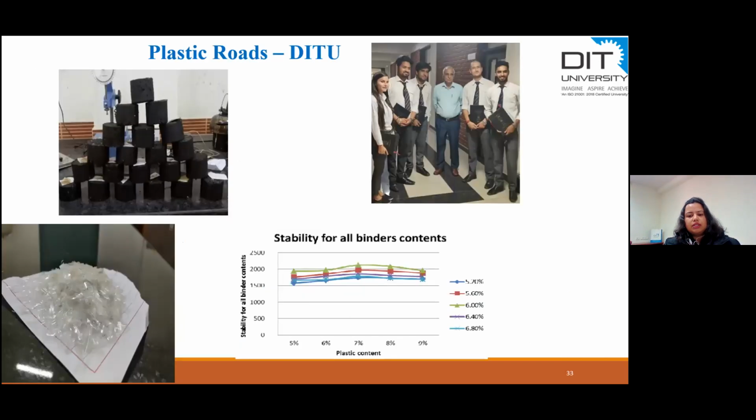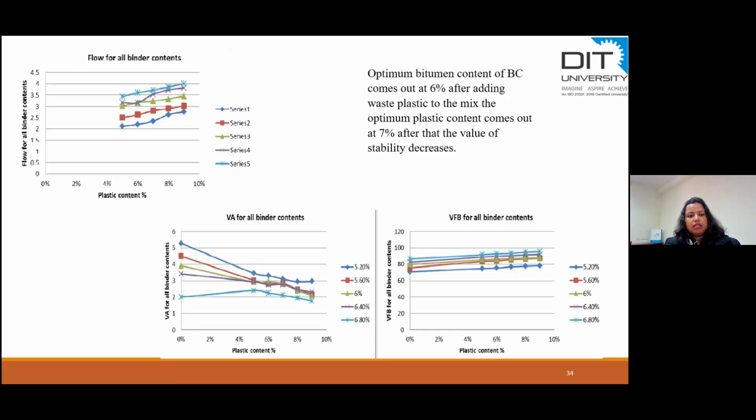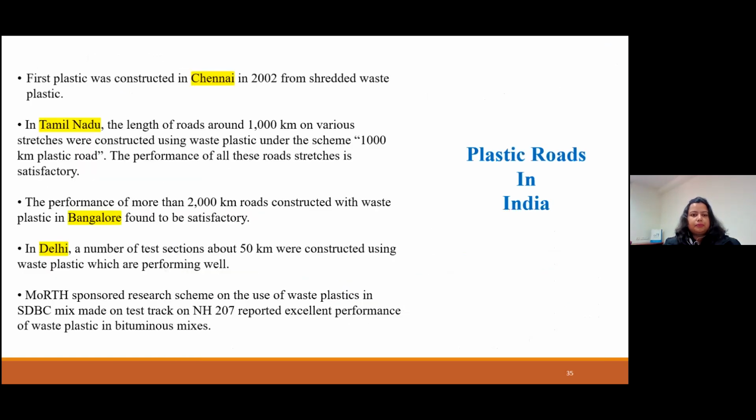So this is the stability for binder content only. And then when you look at the flow, and then at the voids filled with bitumen, 7% is good to go. So this is how the bituminous concrete design mix was evolved in our laboratory.